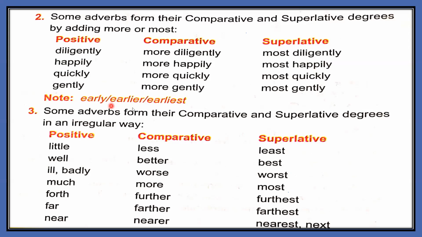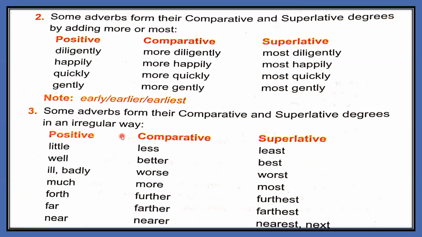Number the earliest: we will not use early, more earlier, most early. No, we will say early, earlier, and earliest. Number 3: some adverbs form their comparative and superlative degrees in an irregular way.